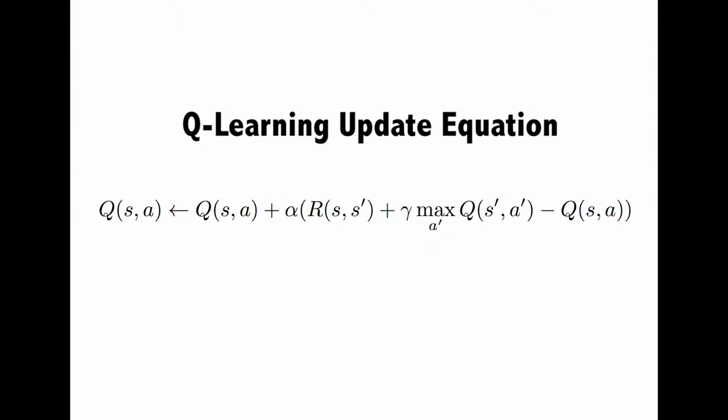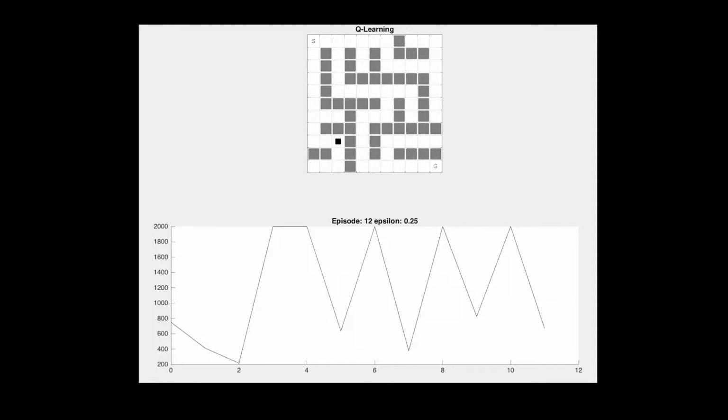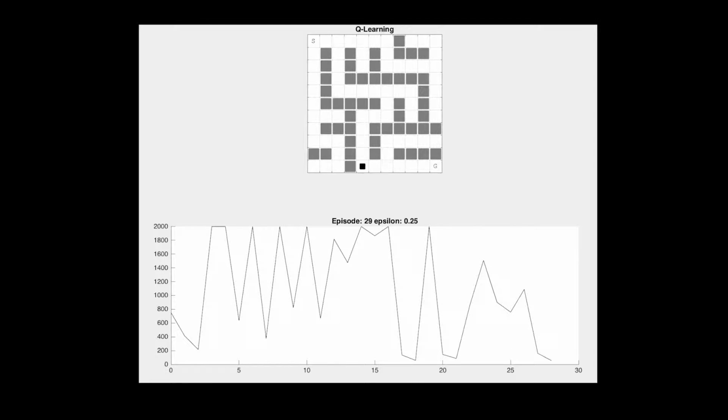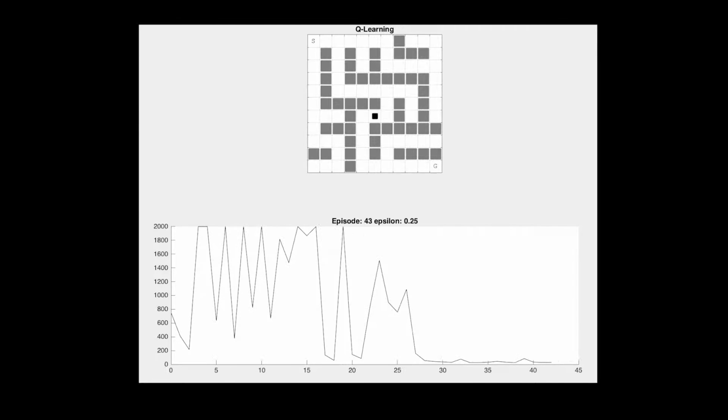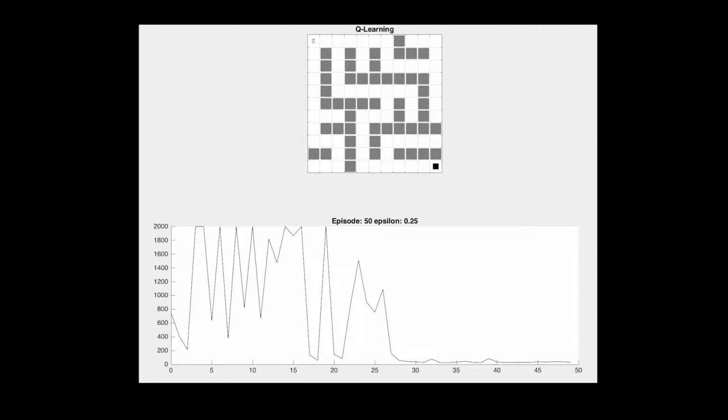Q-learning is a model-free method which updates a Q function of state-action pairs so that the agent moves towards states of high reward. We see that as time goes on, the Q-learner converges to the optimal path. The plot at the bottom shows how many steps it takes the agent to get from the starting point to the goal state for each episode.